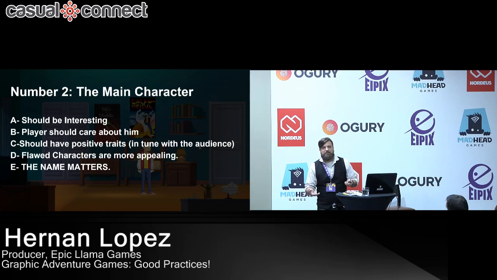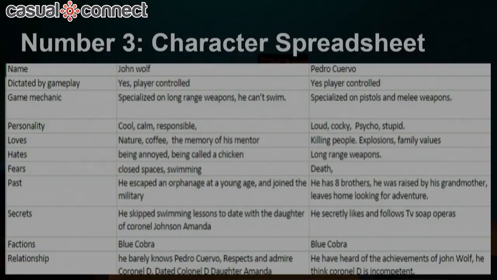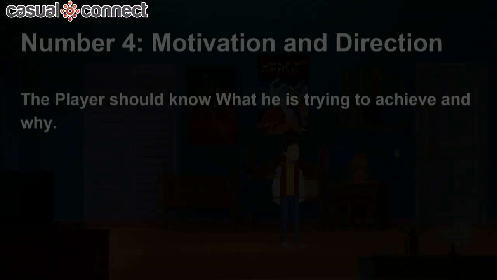If you are writing a lot, it's a great idea to have a character spreadsheet where you put the personalities, passions, secrets, and every relevant subject. It looks like this. There you go, everything that you need to know about the character. So if there are two people writing in the team, you all know the personality of the guy, and all know what his relationship is with this, with that, with whatever. So it makes it much easier for you to write.